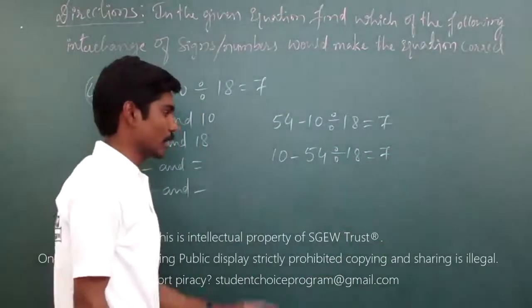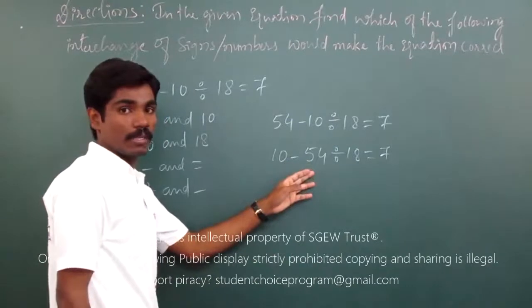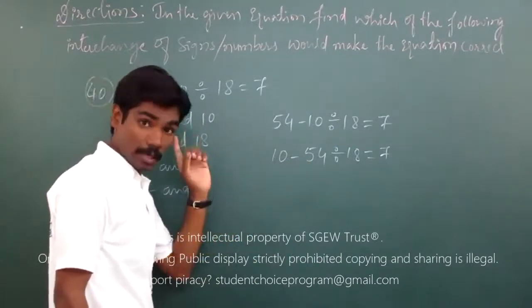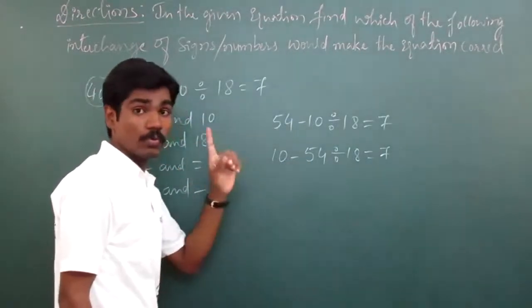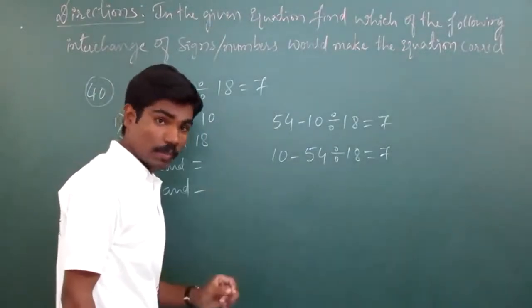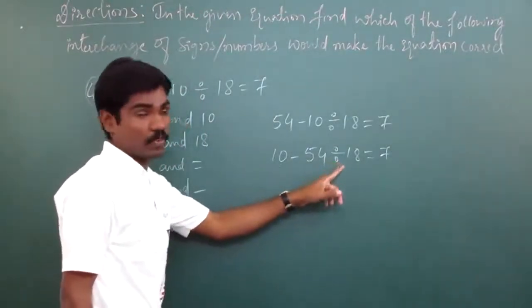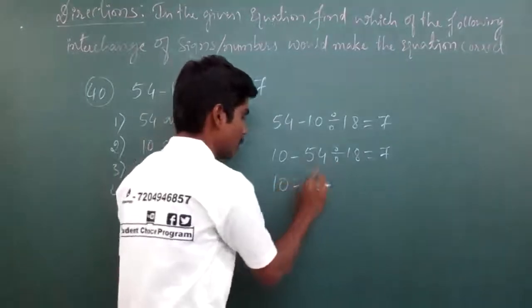Now friends, if you just look at 10 minus 54, you may think that the given option may be wrong. But remember, what you have to do? You have to use the BODMAS rule. According to the BODMAS rule, the division comes first. For that what I'll do? I'll keep 10 minus as it is.